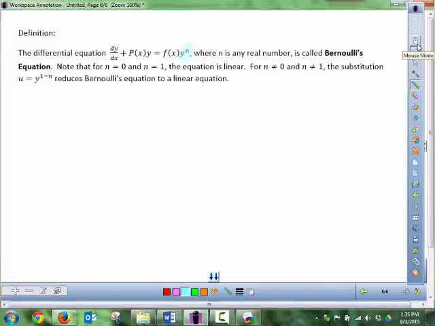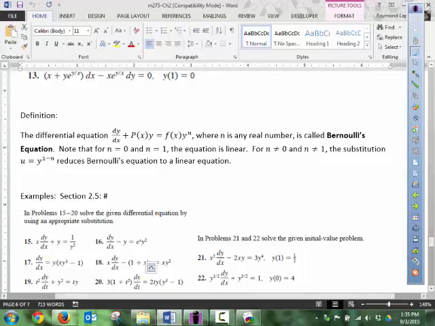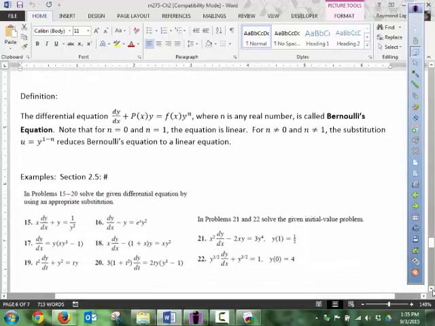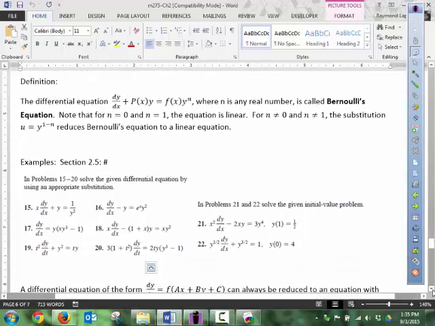So let's do an example. Should we do, what's that called, IVP? Let's do an initial value problem. 21 or 22? 22.